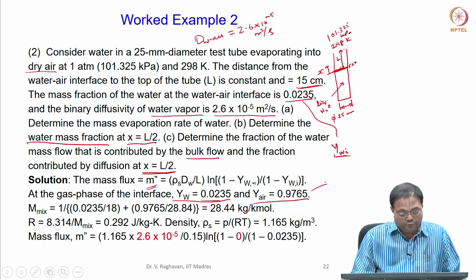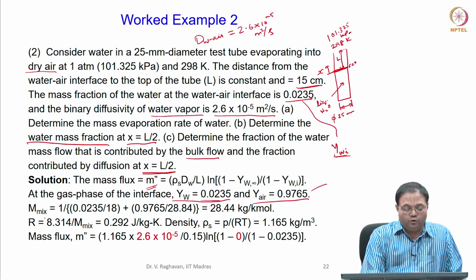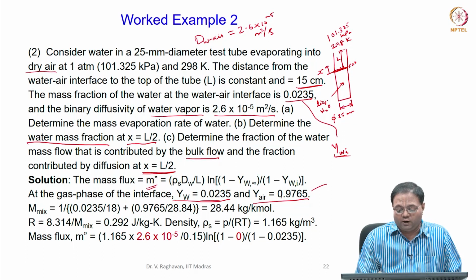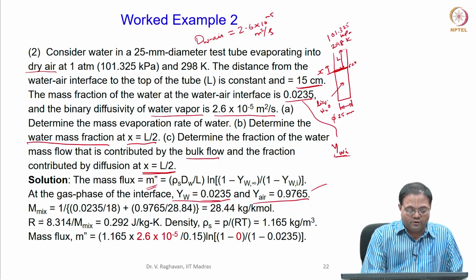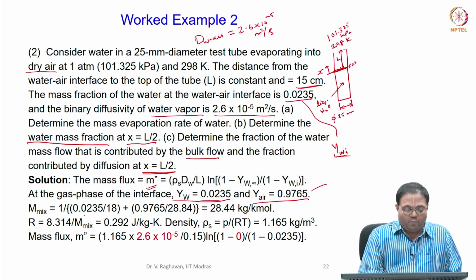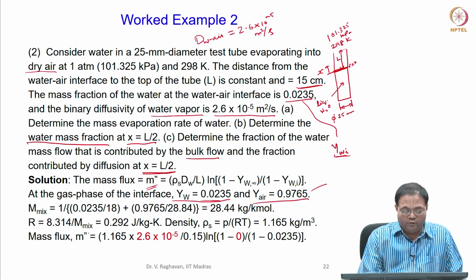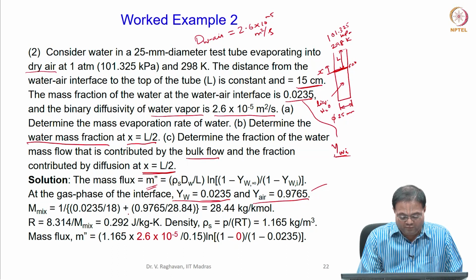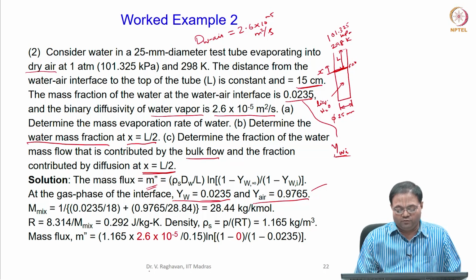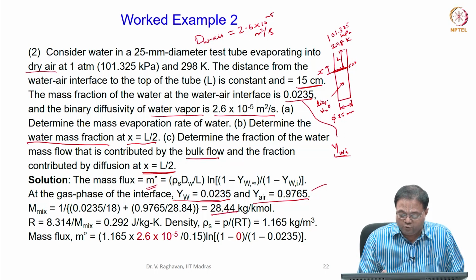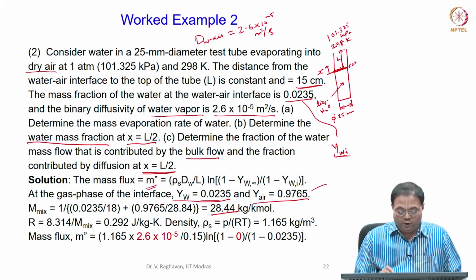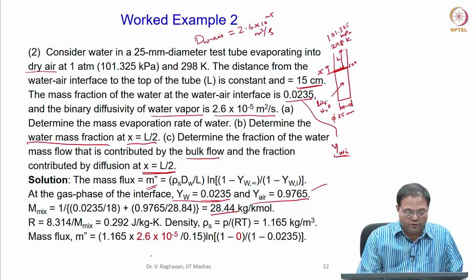Now, the molecular weight of the mixture. You know the molecular weight of water and that of air. So, the molecular weight of the mixture is 1 divided by the mass fraction of water divided by its molecular weight plus the mass fraction of air divided by its molecular weight. So, you get 28.44 kilogram per kilomole, that is the molecular weight of the mixture.